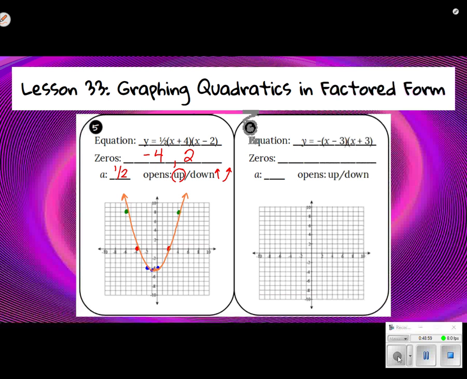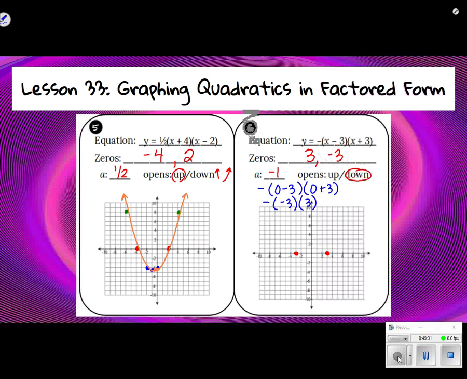All right, let's look at number 6. So number 6, our x values, our zeros are 3 and -3. So 1 up, -3, 1 up, +3. Our a value is -1. That means it opens down. Looks like some numbers in between are going to be 0. That's going to be a good one. So -0 minus 3, 0 plus 3.